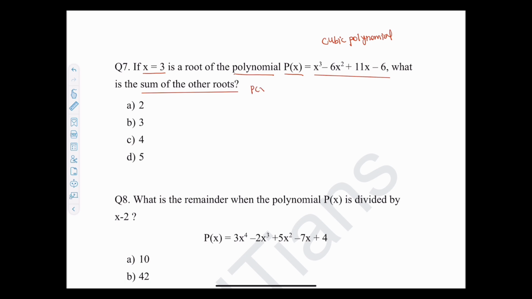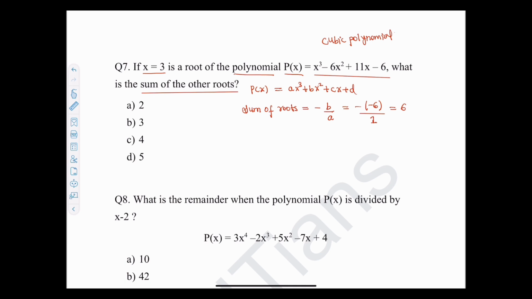Okay. The cubic polynomial can be generalized in this form: ax cubed plus bx squared plus cx plus d. Now, even in a cubic polynomial, the sum of the roots is given by the second coefficient over the first coefficient. So, sum of roots is equal to, what is the second coefficient? The second coefficient is b and the first coefficient is a. And you put a negative sign before that. So, it's minus of minus 6 divided by 1. We get this as equal to 6. Okay, so the sum of the roots is equal to 6.